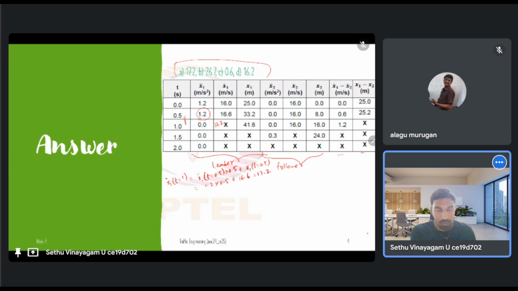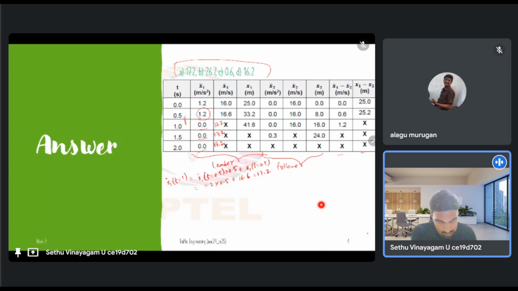Now what happens? The vehicle stopped accelerating from time equal to 1 second, so that's why the acceleration is 0 for the remaining time steps. Acceleration being 0 means the change in velocity is 0, which means the velocity is going to remain constant. There's not going to be any further change, so it's going to remain at 17.2 only.